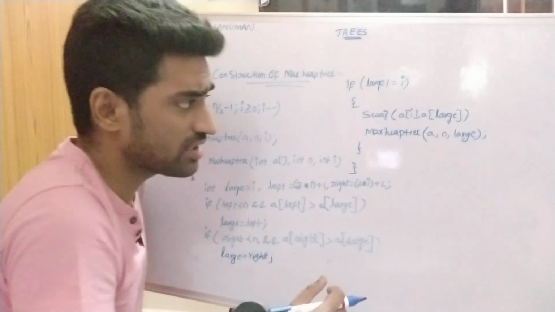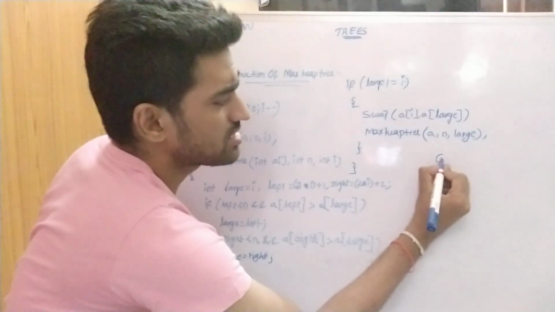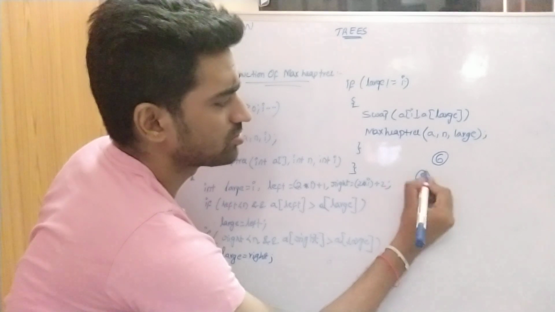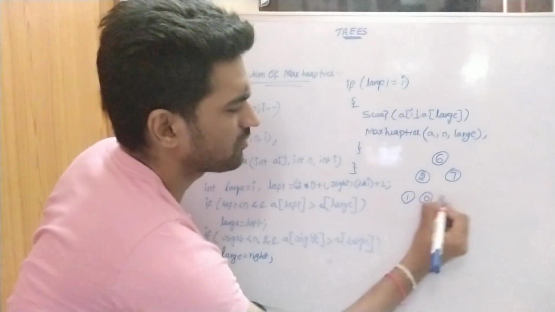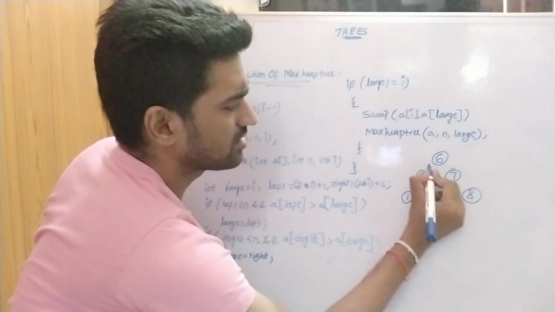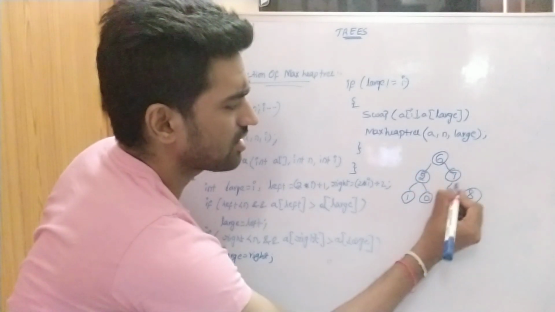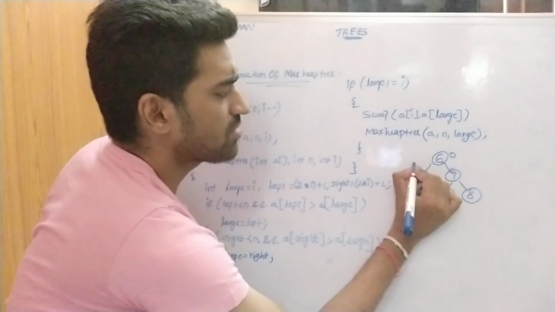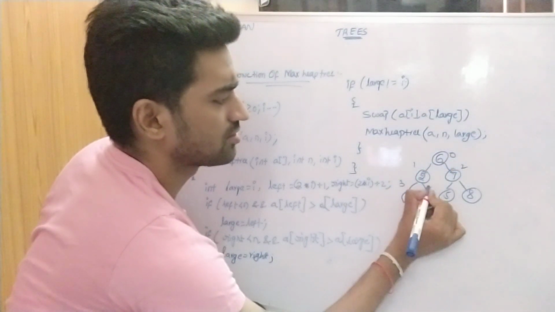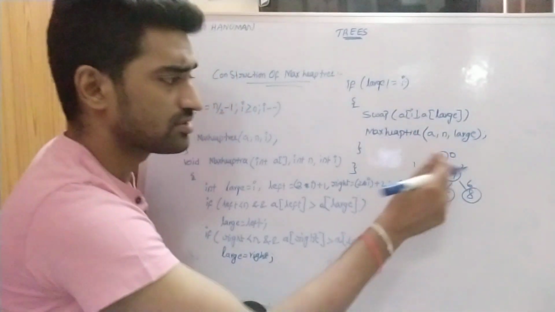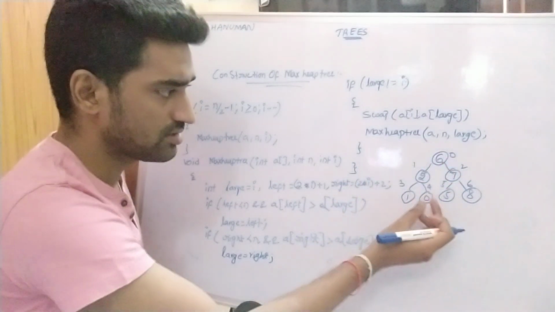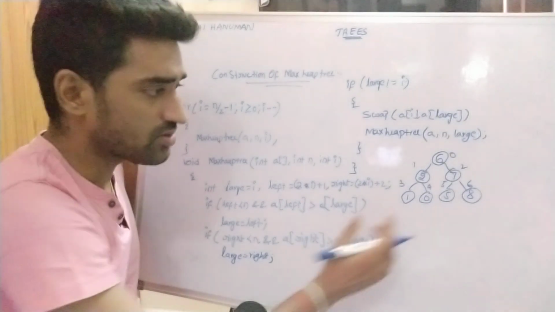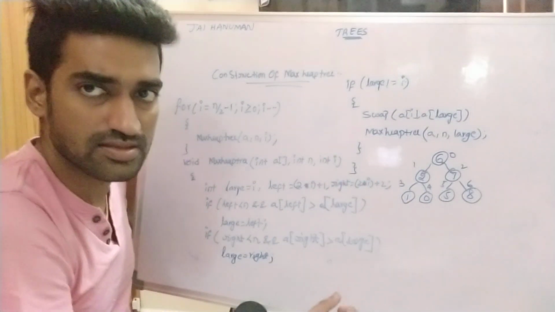Previously I took one example: 6, 2, 7, 1, 0, 5, 8. For this, I am constructing a max heap tree right now. Once we convert the normal array into tree representation, the tree becomes like this, right? For this tree I am constructing a max heap tree.